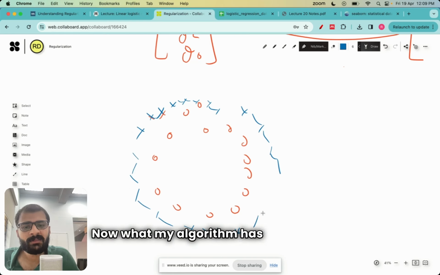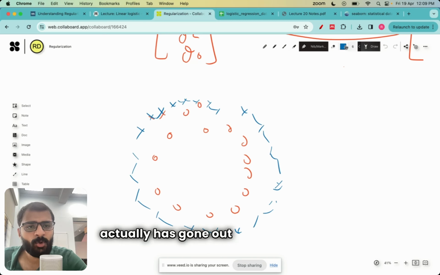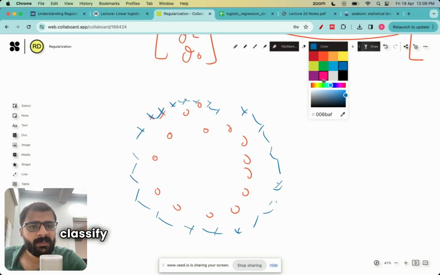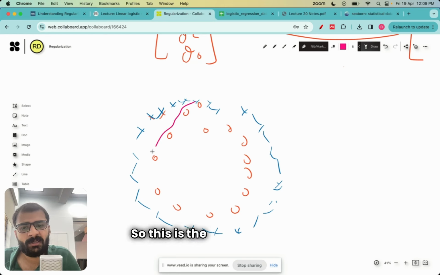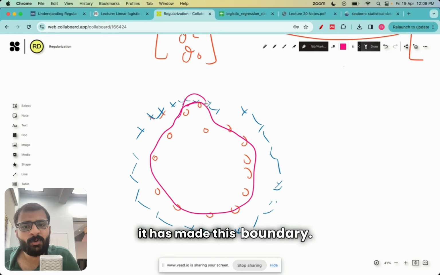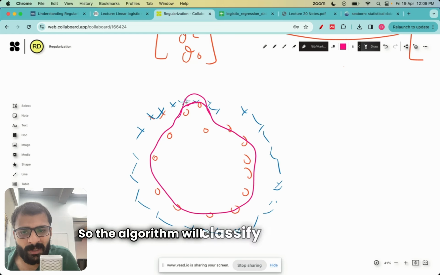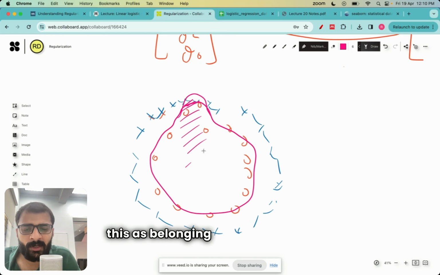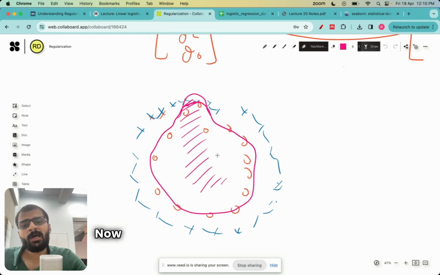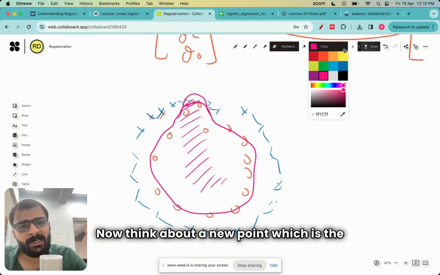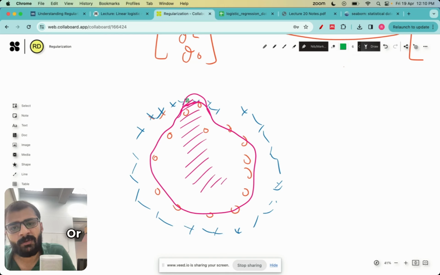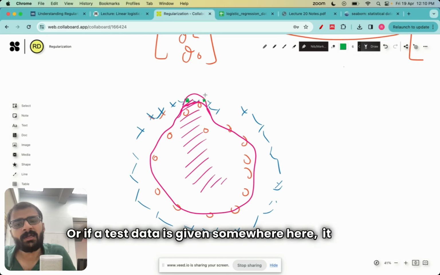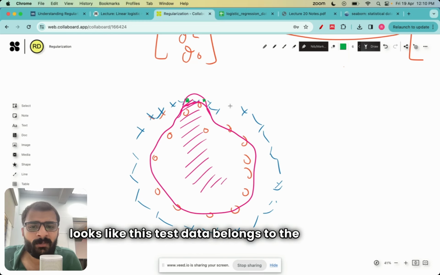Now, what my algorithm has done is that it actually has gone out of its way to even classify these 2 points over here. So this is the boundary which it has made. The algorithm will classify everything inside this as belonging to the orange class. Now, think about a new point which is the test data, given somewhere here. It clearly looks like this test data belongs to the blue, right?